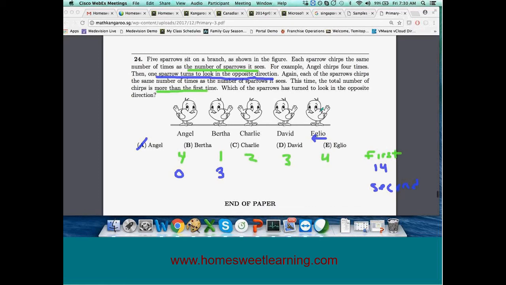It's because of their position in the line. Like you said, because Bertha is here, before she was seeing 1, now she would see 3. Charlie, because he's in the middle, it really doesn't matter if he changes. He's still going to see the same people. And David is actually going to flip and only see Eglio, so that doesn't help. He's losing. And Eglio again would be facing outside. So the answer should be B, Bertha.